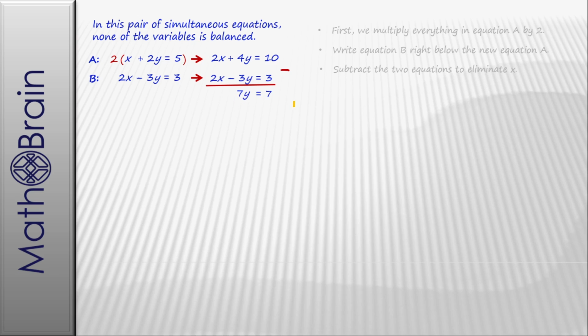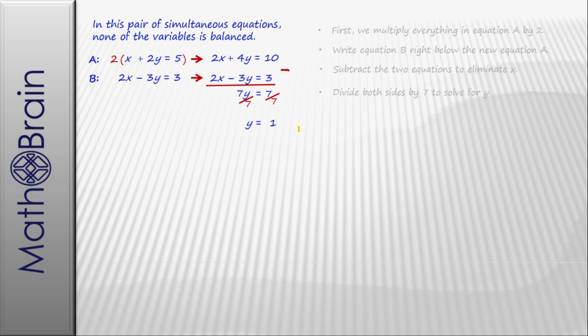Pause the video and solve for y yourself. Then check your answer below. You just needed to divide by 7 on both sides, which gives us, y is equal to 1. What was your own solution? Congratulations if you got it correct.